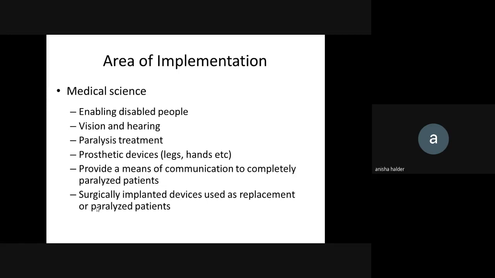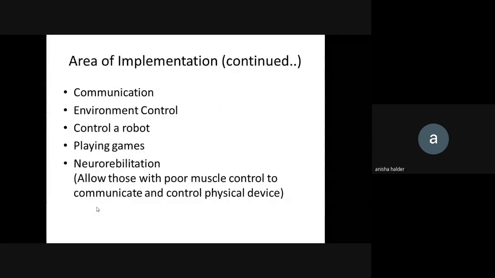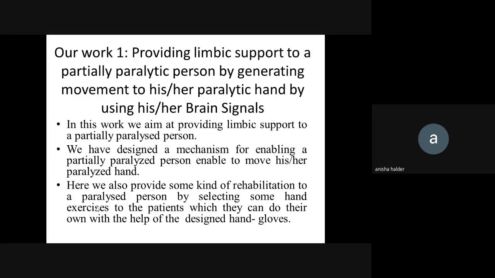And next, surgically implanted devices used as replacement for a paralyzed patient. Okay, surgically implanted devices and prosthetics and paralysis treatment. We have had enough discussion in our last class. And other areas of implementation are in communication, environment control, robotic control, playing games, okay, and neuro rehabilitation. Neuro rehabilitation also we have discussed. Now come to our work.